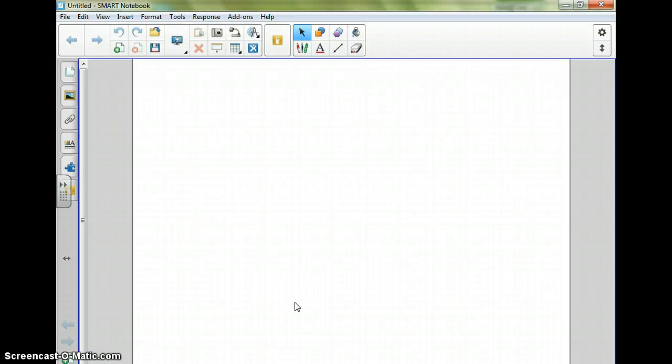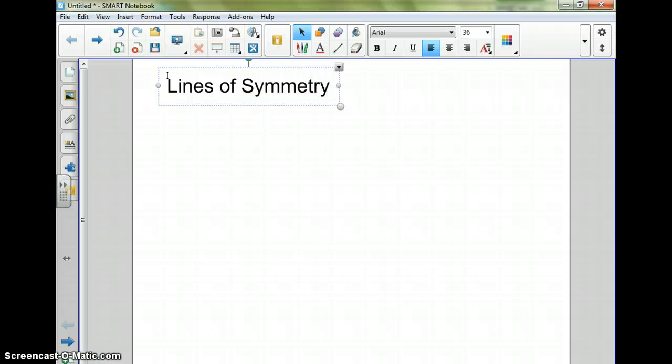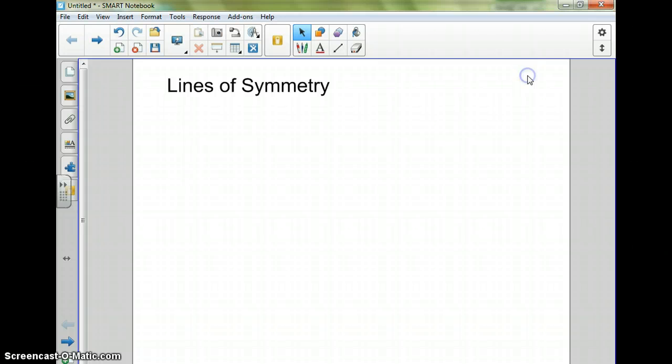Okay, so today we're going to be drawing shapes and dividing them with their lines of symmetry. So first thing I'm going to do is just click on the screen and write lines of symmetry. And you will also put your name somewhere on here. So I'll put it.